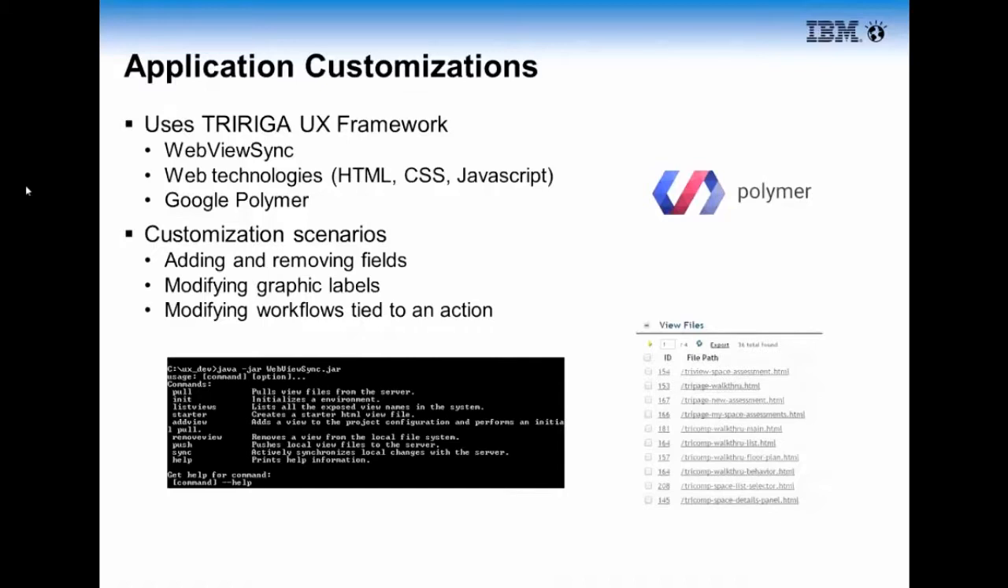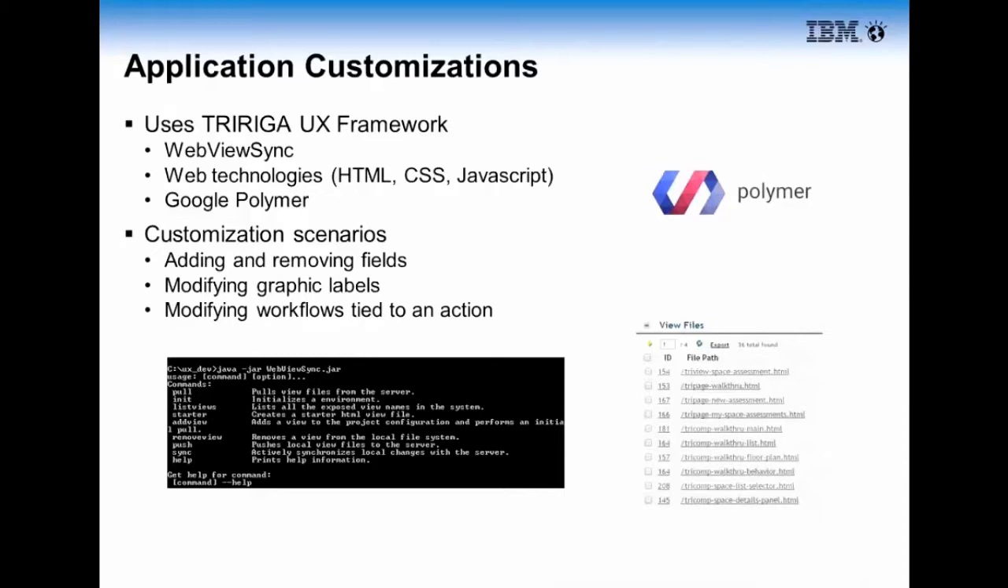So these are the points that I'll be covering. We are using the TRIRIGA UX framework. We currently code in HTML, CSS, JavaScript, and on top of that, we have Google Polymer. Google Polymer allows us to create custom components that we can use. So instead of regular table tags or an HTML table or paragraph, we can now create our own elements that we can reuse, not only in our app, but in other apps as well.